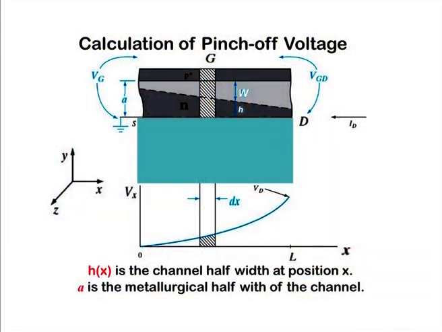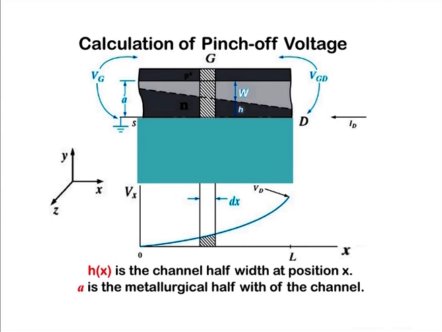Now, first we have to calculate the pinch off voltage, how much voltage we have to apply, and this voltage depends on the channel cross section area and also on the channel doping. In the figure you can see that Hx is the channel half width at a position x. Here you can see the coordinate directions x, y, z. Basically, the total distance from source to drain we have taken as L. Our metallurgical half width of the channel is A, so the total width of the channel is 2A, and the depletion width is changing from drain to source.